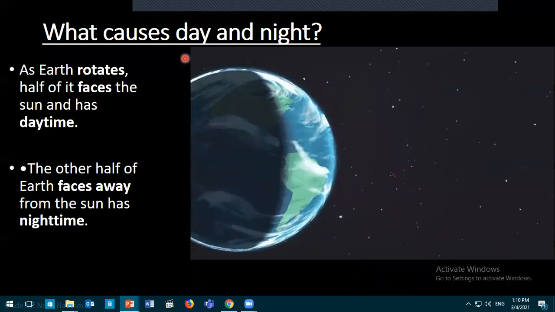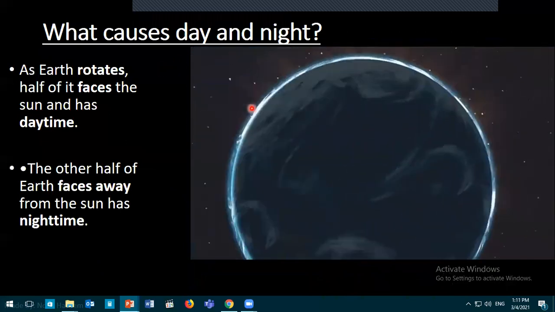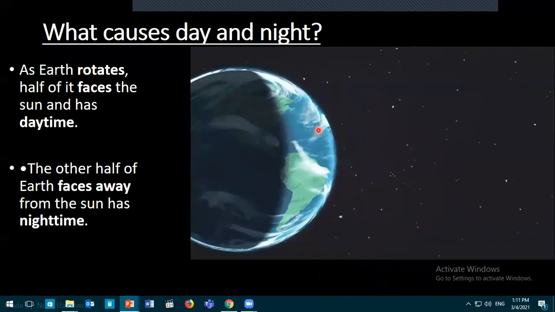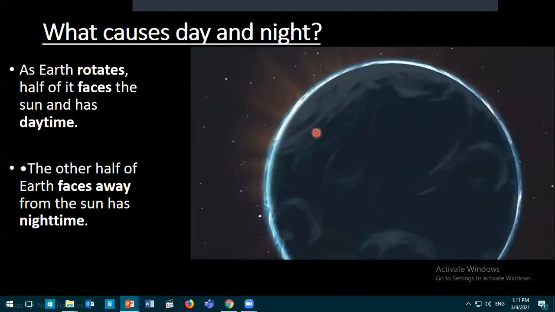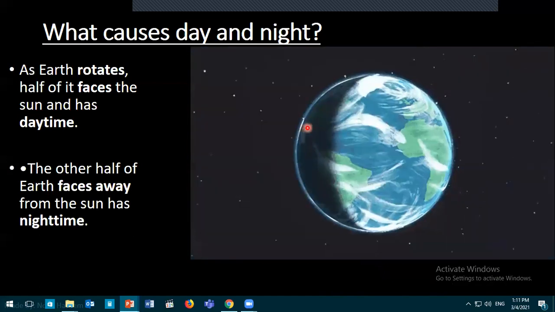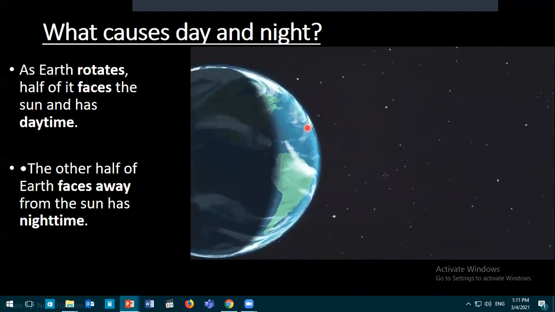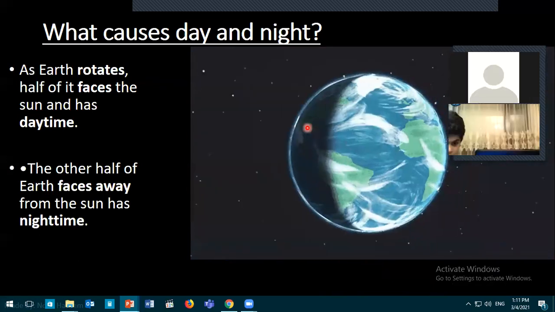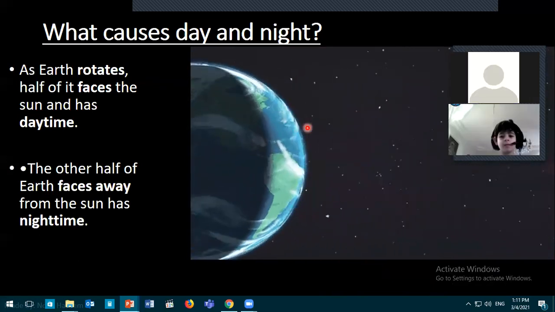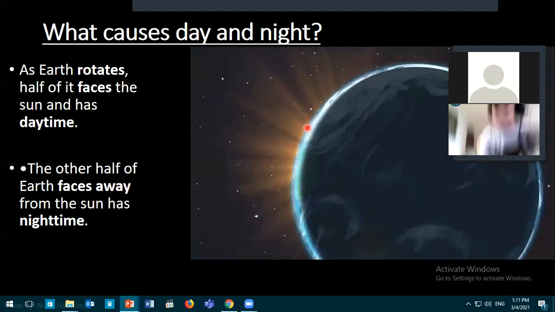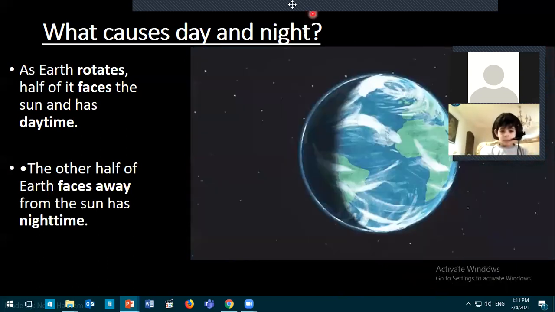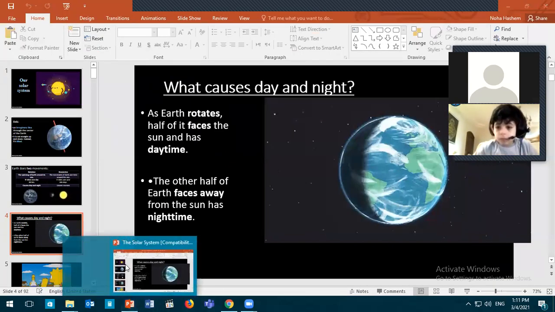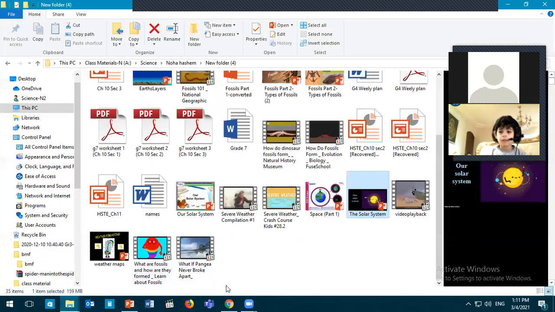So first we have the reason why the rotation causes day and night. Because the Earth keeps moving around its axis, some part or half of the Earth will be facing the sun. That means they have daytime there. The other half will be facing away from the sun, which means that we have nighttime then. Okay, so let me show it to you in another presentation, I'm sorry.